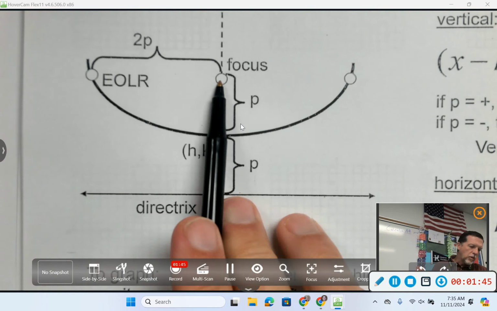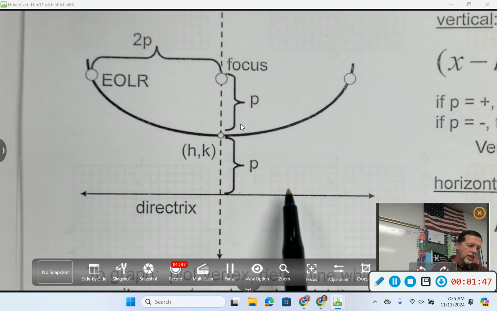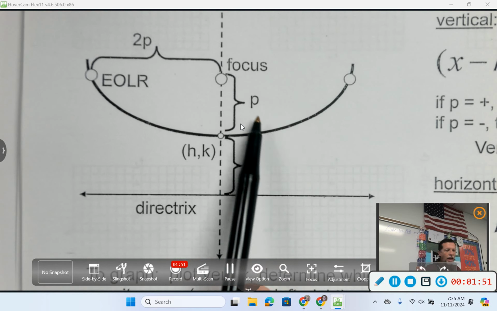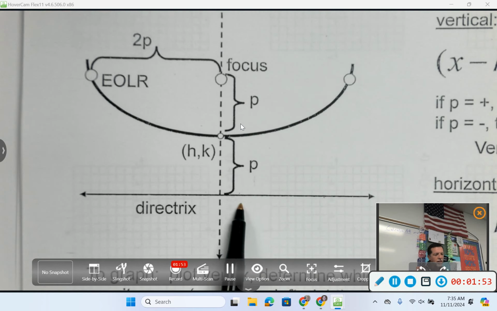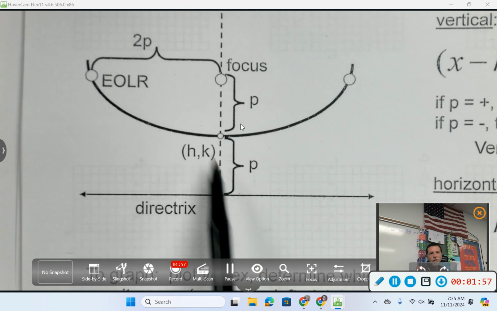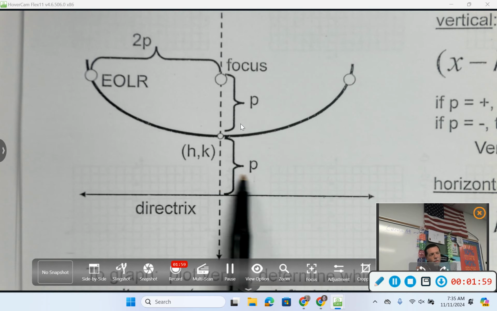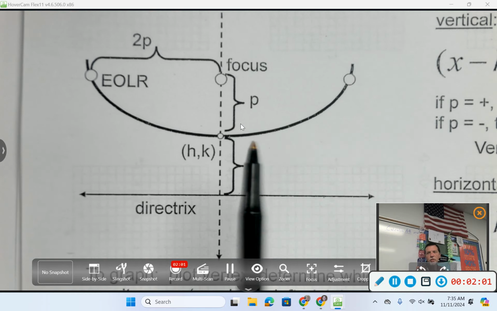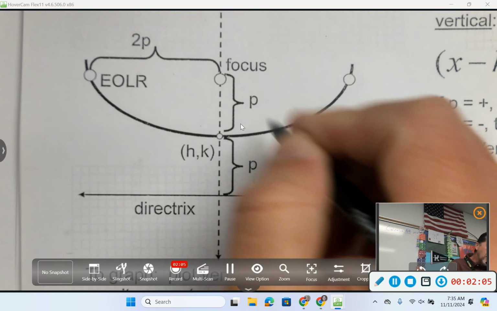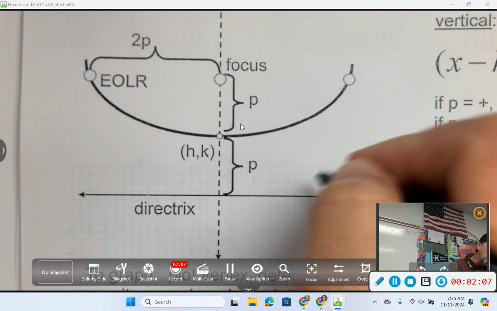So there's the focus, there's the directrix. We know what that point is. That's the vertex. That is right in between the two. So it's definitely equidistant from the focus and the directrix. And the distance we use there is p. And p will show up in the equation in a minute. Every other point is equidistant from the focus and the directrix.